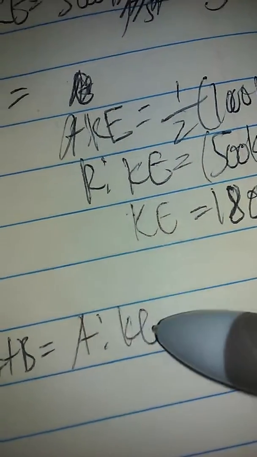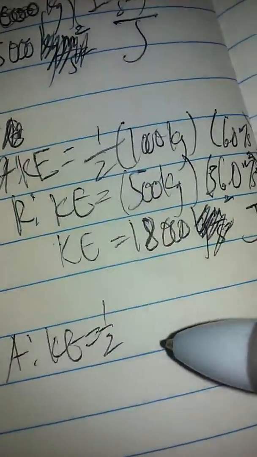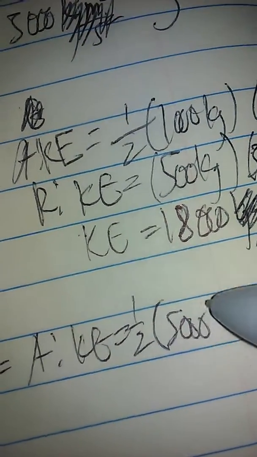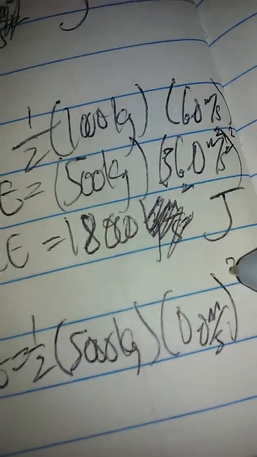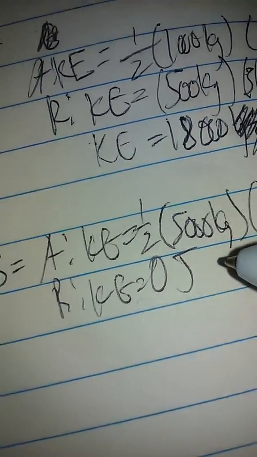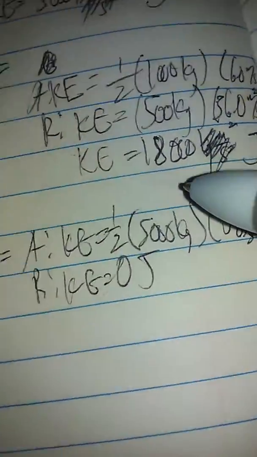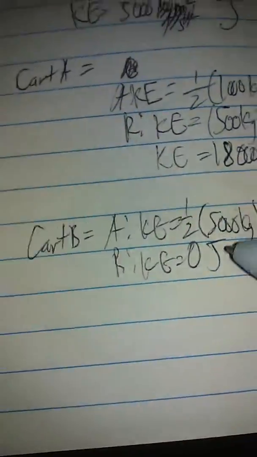Same formula: KE equals half M. The M for cart B is 5,000. Velocity was 0, so the kinetic energy for this is 0. KE equals 0 joules. So 0 plus 18,000 is 18,000 joules. So that's before: 18,000 joules.